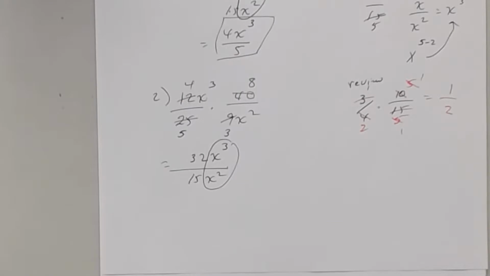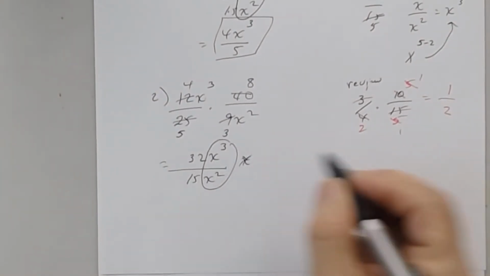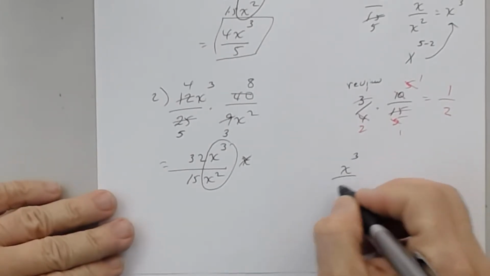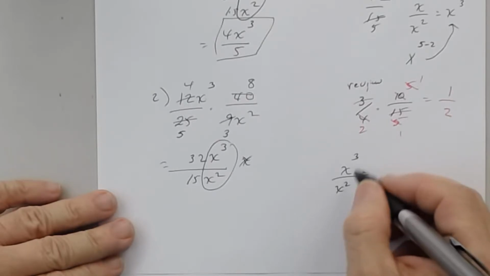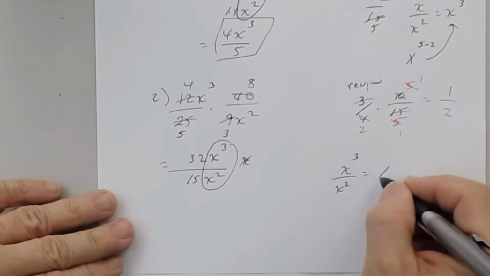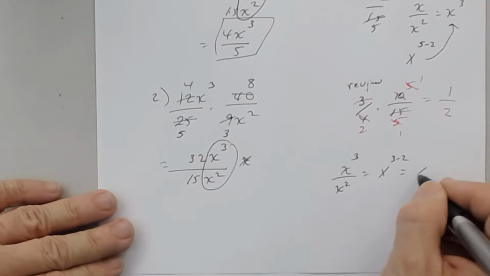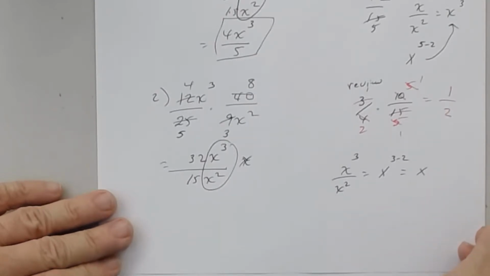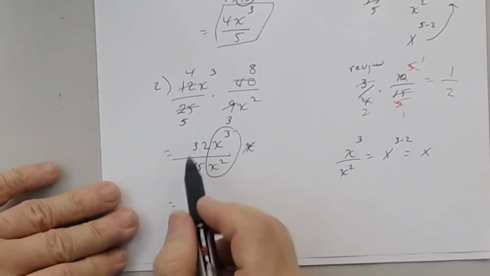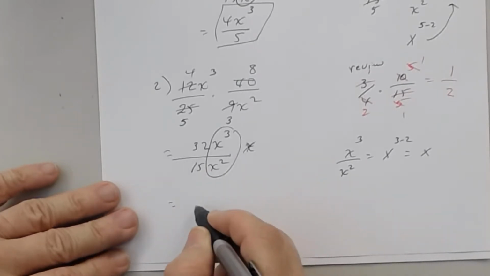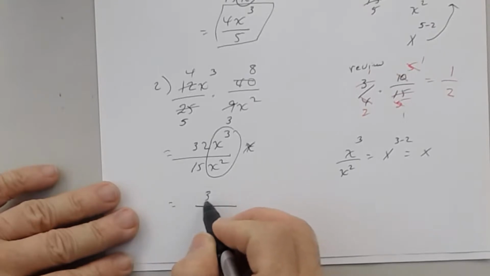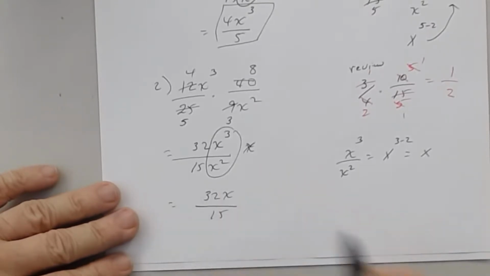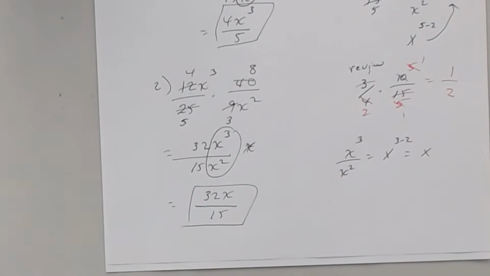What is x cubed divided by x squared? That's just x. Because remember what you're saying is x cubed divided by x squared. When you divide like bases, you do what to those exponents? Subtract them. So it's x to the 3 minus 2, which is just x. But how are you going to write the answer? You want one fraction as the answer. So you're going to say what? 32x divided by 15. So that'll be the answer.